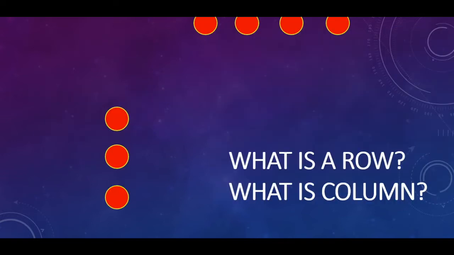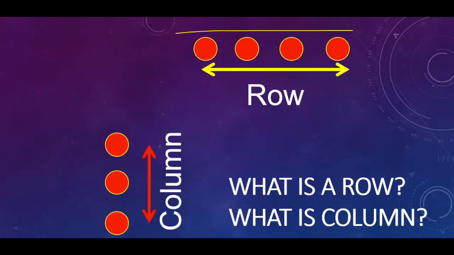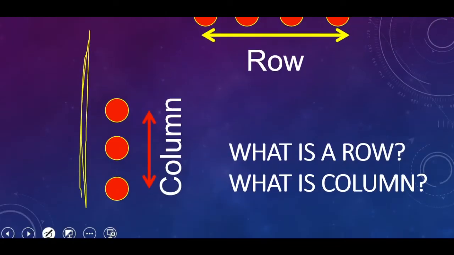So what is a row and what is a column? Well, remember, row goes side to side and column goes up and down. So row is side to side like this and column is up and down. Remember that column has the letter L in it, so you can remember that the L goes up and down and row goes side to side.